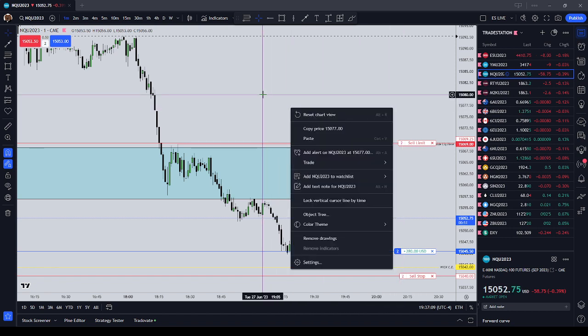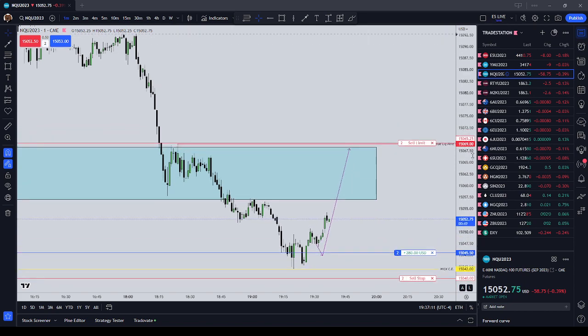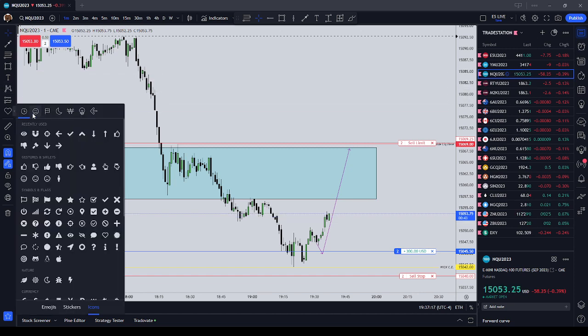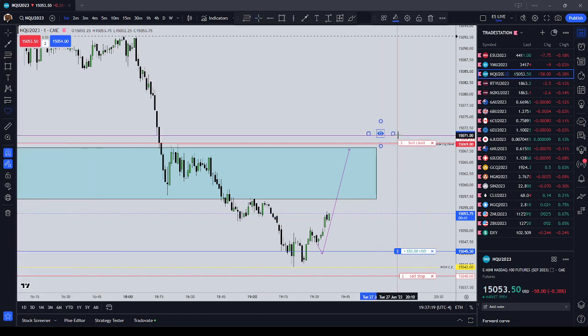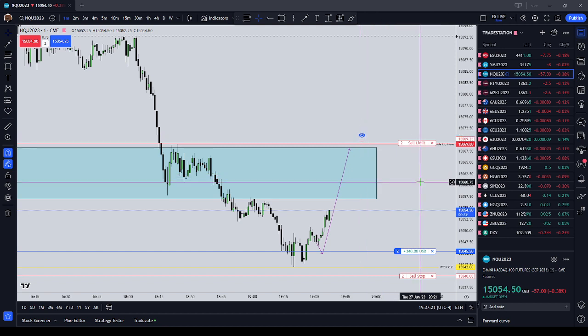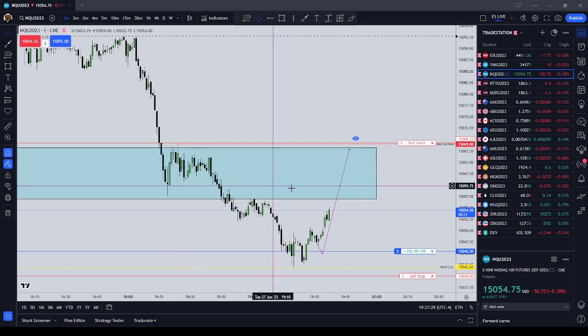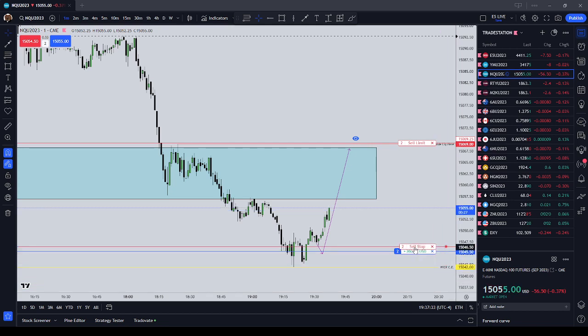Where's my eye? Where'd my eye go? No eye? The eyeball's going to be right there, above this little high here. That is where the liquidity is located. Okay, the stop's now going to move in profit.